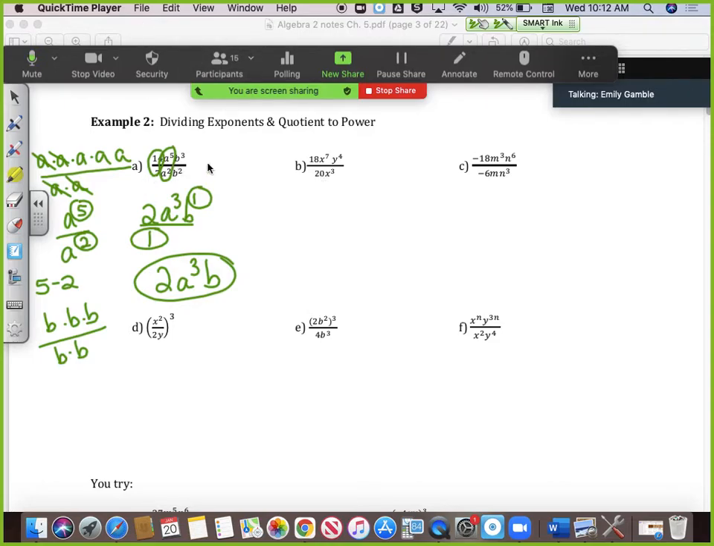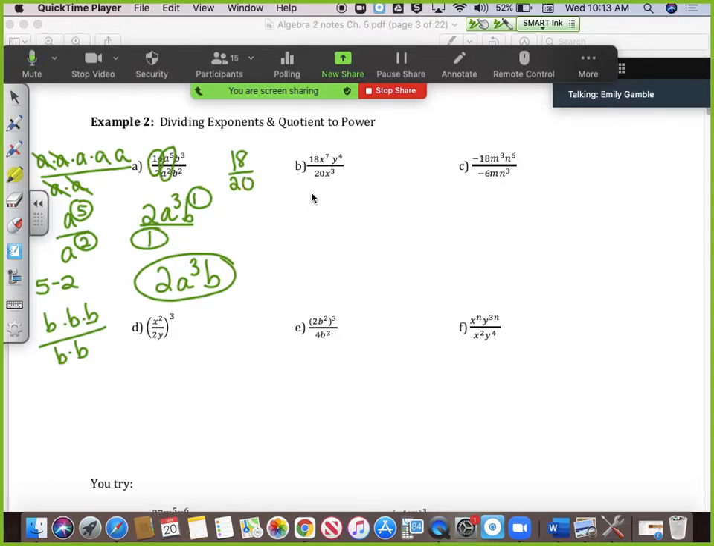14 over 7 equaled 2, so that I could just put the 2 and be done with it. But 18 over 20 will not work that way. So you have to think about, all right, well, what can I do to simplify that fraction? That's what you would want to do first. So what you're doing is simplifying 18 over 20 like you would in a pre-algebra class.